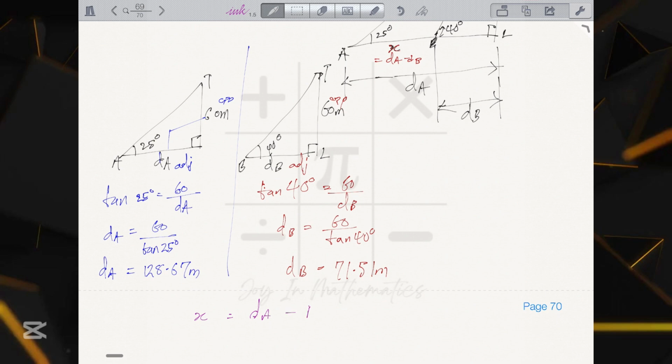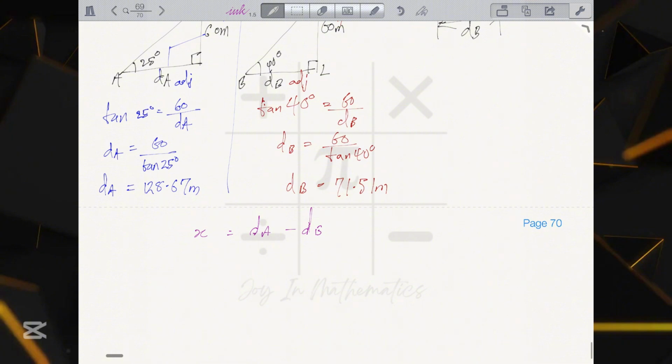Now, since we have expressed that the distance between the two boats is equal to the distance of A minus the distance of B from the base of the lighthouse, we will have 128.67 minus 71.51. And using our calculator to simplify this, we will have our distance between the two boats to give us 57.16 meters.